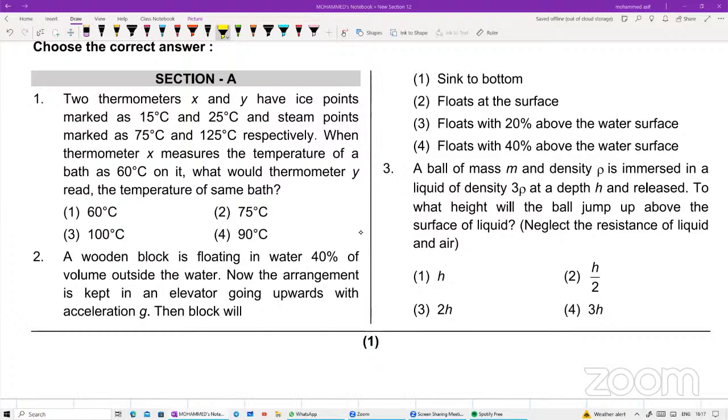So, a direct question. If you remember the formula, (X minus lower fixed point) divided by (upper fixed point minus lower fixed point) must be equal to a constant. So you can use that relation directly and simplify the problem. We have two thermometers here.